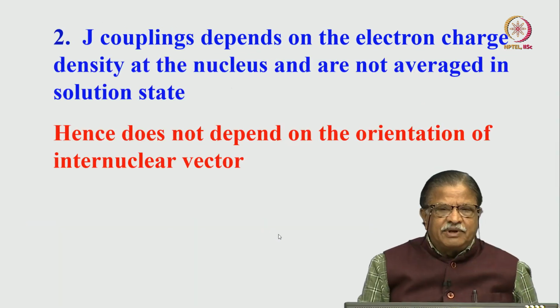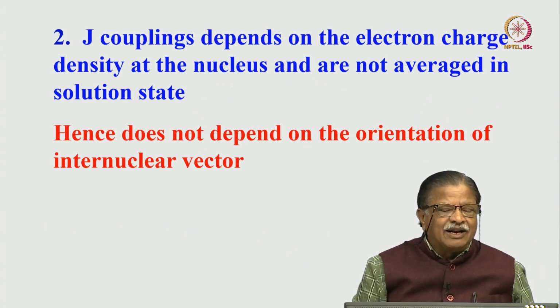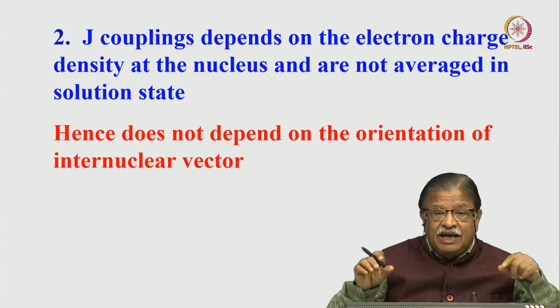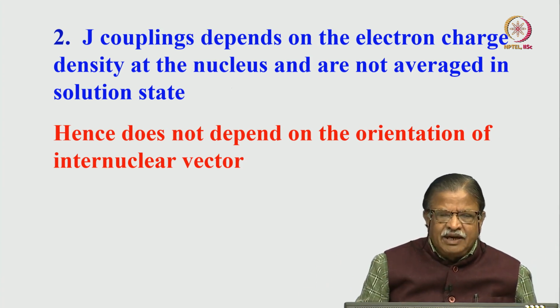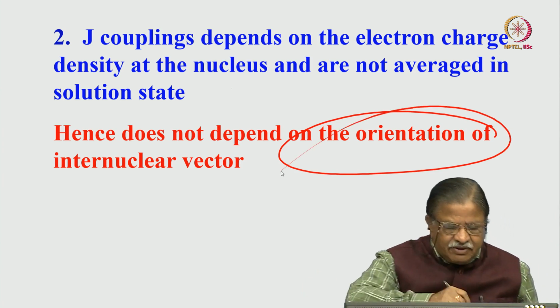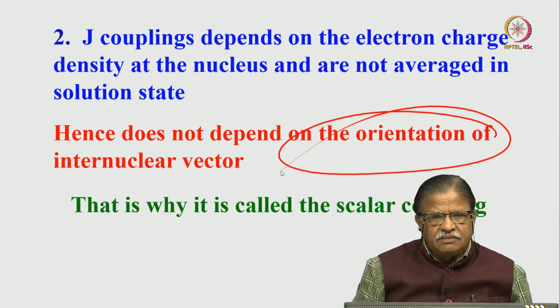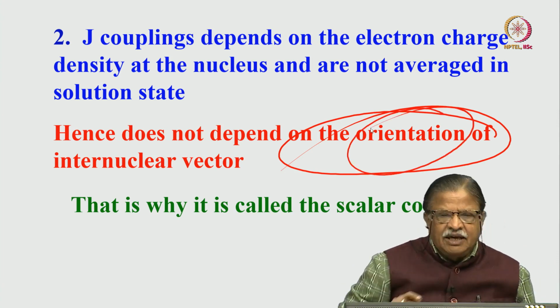J coupling also depends on the electron charge density at the site of the nucleus, and it is not averaged out in the solution state like dipolar coupling, which I mentioned earlier. That means it does not depend upon the orientation of the internuclear vector. That is why it is called a scalar coupling. J coupling is called scalar because it does not depend upon the orientation of the internuclear vector.